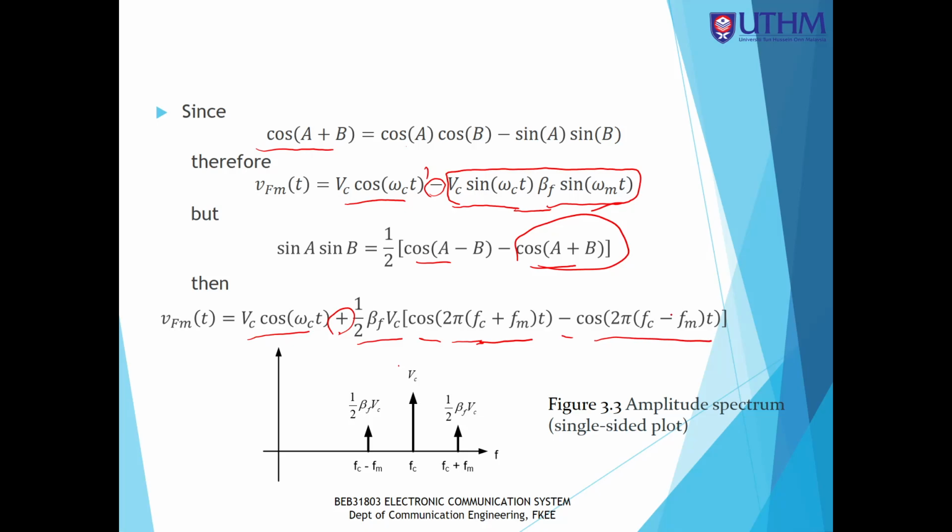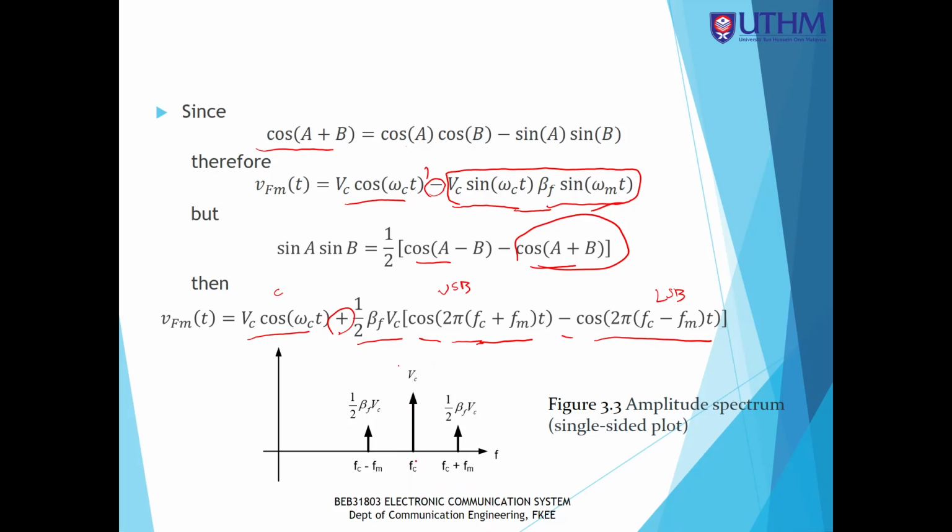Okay, so if you see from this equation, we have three components: the carrier, the upper sideband, and also the lower sideband. This is similar with the double sideband full carrier that we have learned in AM. And if you draw the spectrum, you're going to get three components like this.